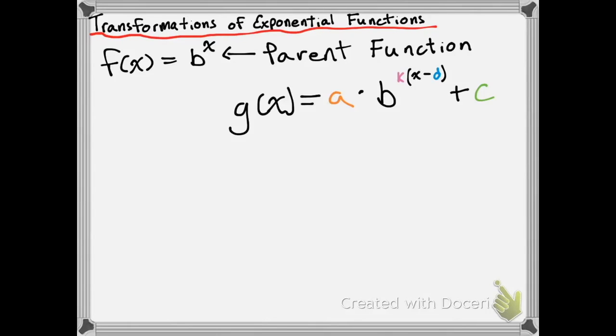The first value, the a value, impacts the vertical stretch if it is greater than 1, or the vertical compression if it is less than 1 but more than 0. Also, if the a value is negative, the same rules apply. However, it is now reflected in the x-axis.